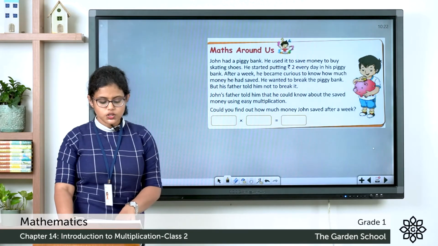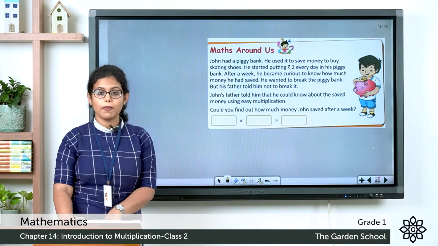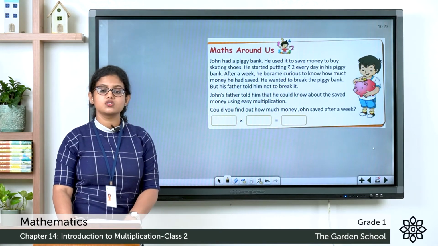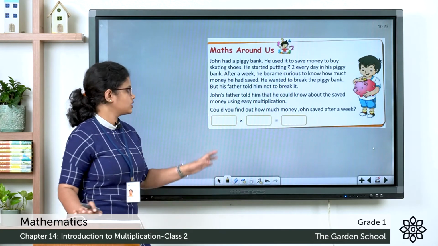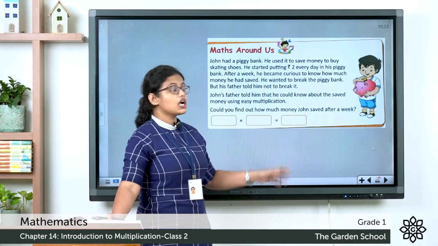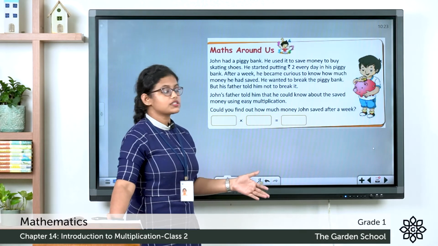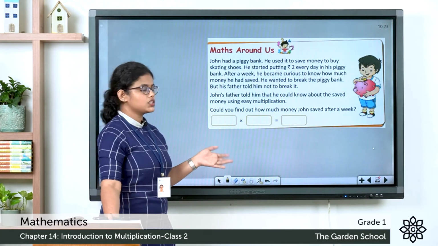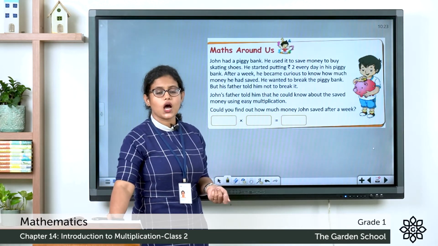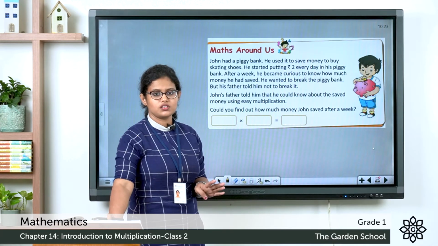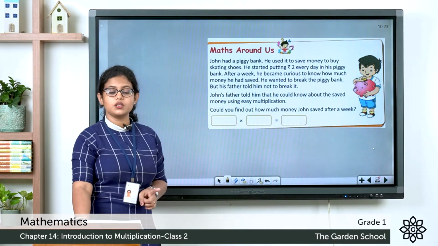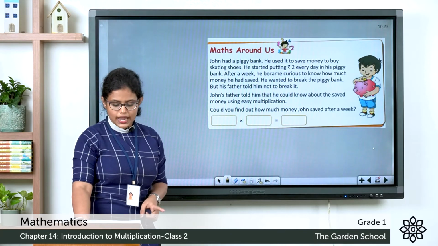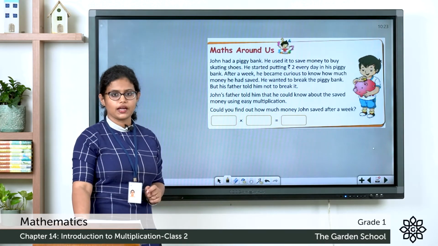John's father told him that he could know about the saved money using easy multiplication. Could you find out how much money John saved after a week? So, in a week, how many days are there? 7. So, he started putting rupees 2 every day in his piggy bank.